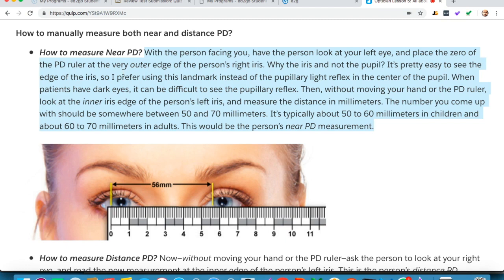When patients have dark eyes, it can be difficult to see the pupillary reflex. Then, without moving your hand or the PD ruler, look at the inner iris edge of the person's left iris and measure the distance in millimeters. The number you come up with should be between 50 and 70 millimeters. It's typically about 50 to 60 millimeters in children, but about 60 to 70 millimeters in adults. This would be the person's near PD measurement.